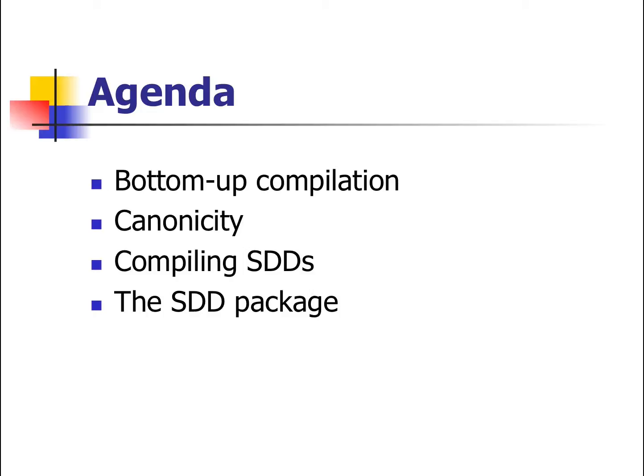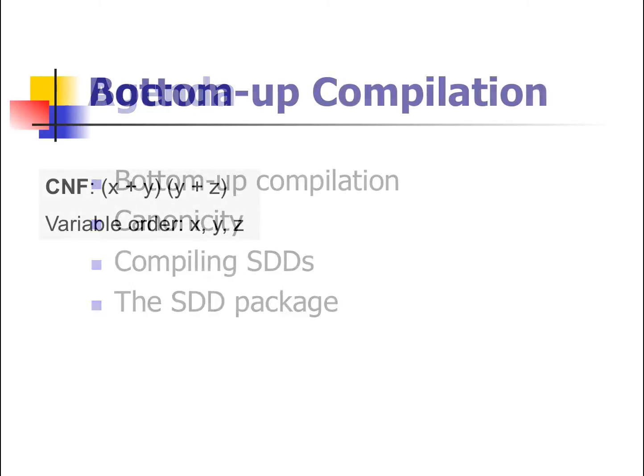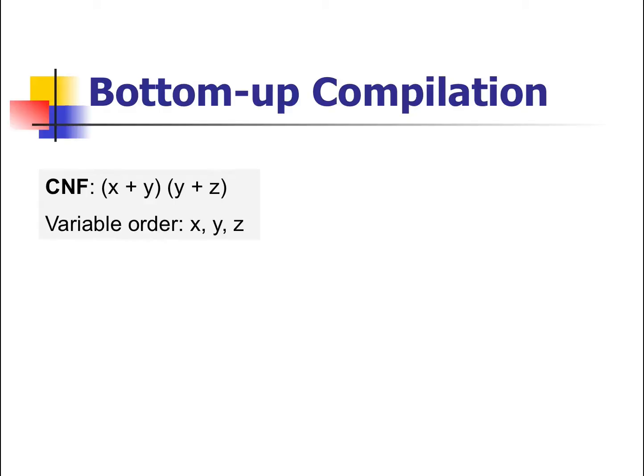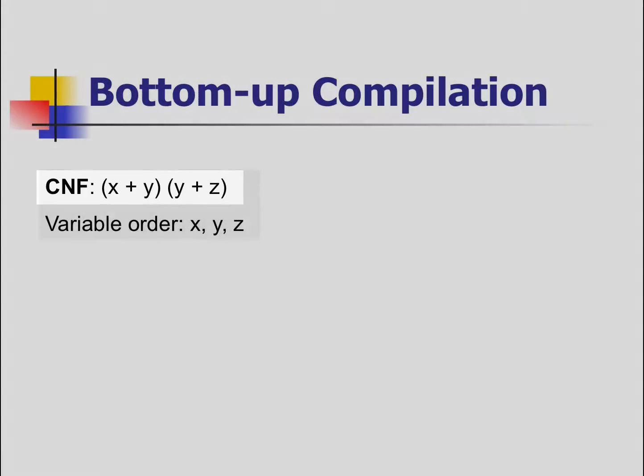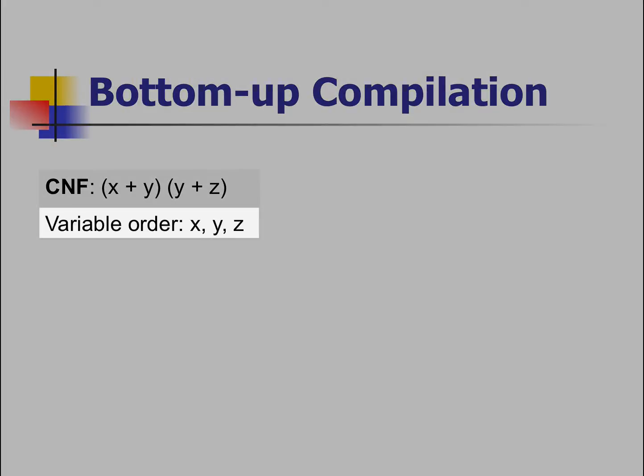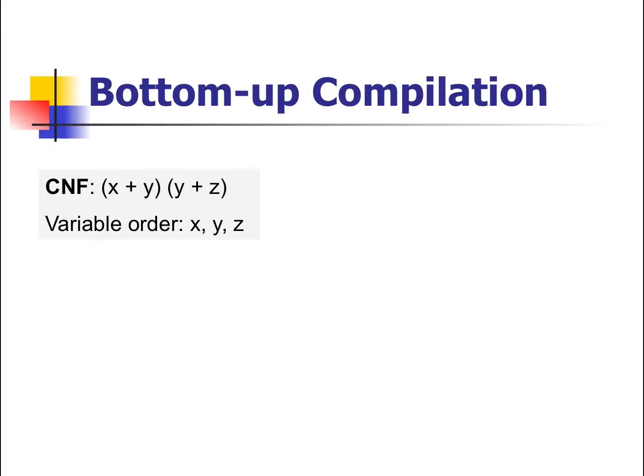And we will start by motivating bottom-up compilation by talking actually about the compilation of OBDDs, which are a special case of SDDs. We will illustrate the process of bottom-up compilation using this simple formula, which is a conjunctive normal form, a CNF, that has 2 clauses. When building an OBDD, we need a particular variable order. In this case, we will use the order XYZ.